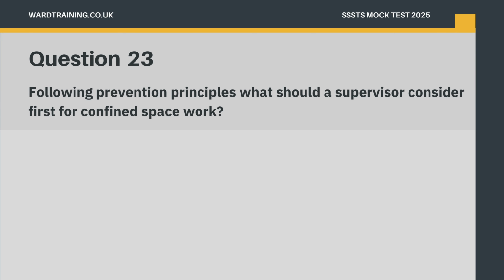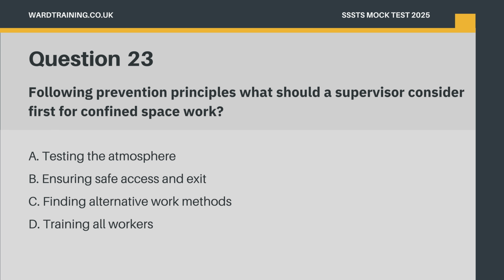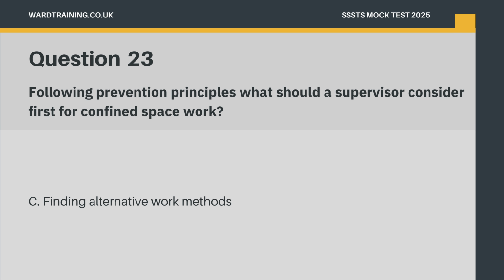Question 23. Following prevention principles, what should a supervisor consider first for confined space work? A. Testing the atmosphere, B. Ensuring safe access and exit, C. Finding alternative work methods, D. Training all workers. Answer: C. Finding alternative work methods.